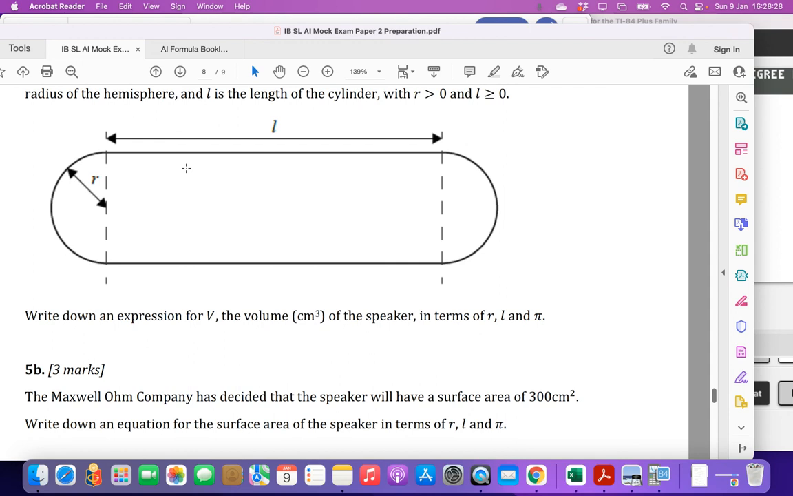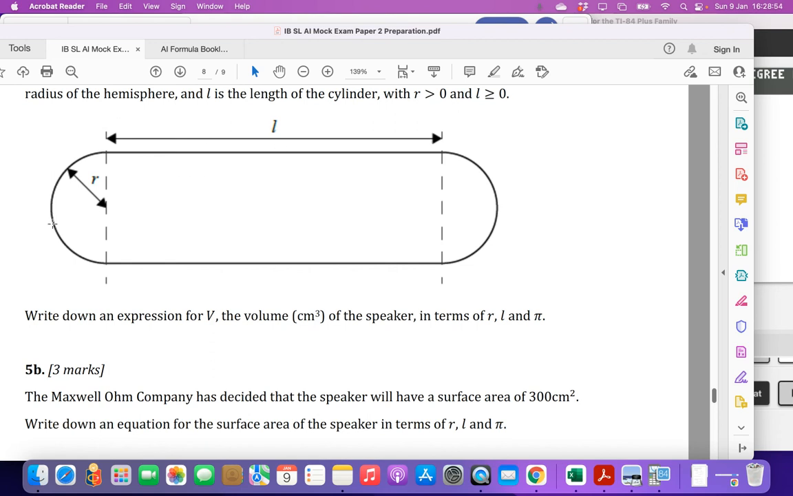R, L, and H, or pi r and H. Actually, we made it L. Okay, so now B, surface area. Okay, so this is not an expression. Actually, they want an expression. I wrote an equation, or a function. Now they want an equation. 300 equals the surface area.